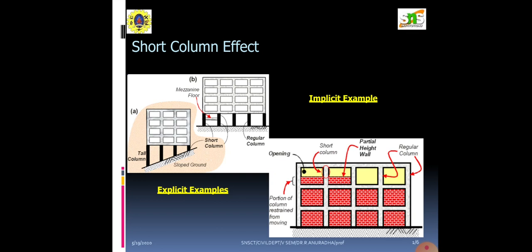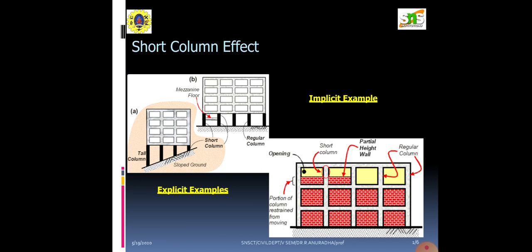So this is the short column effect. I have given implicit and explicit examples here. In the first picture, picture A, it is a sloped ground. They don't want to dig all the portions and construct a building, and it is also a rocky area, so it is tough to dig. So they have taken the tall column at one side and the short column at the other side. This kind of short column occurs in hilly areas like Ooty.